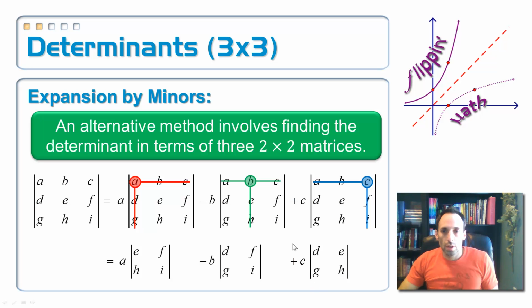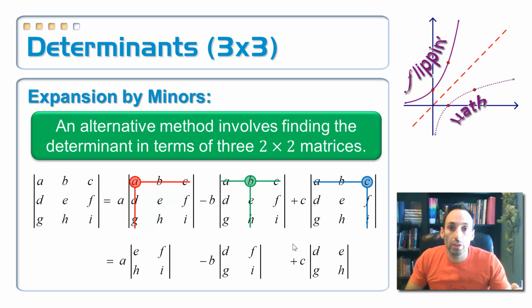Like I said, if you're going to do anything bigger than 3 by 3, you would use this method. Say a 4 by 4 would turn into 3 by 3s, and then you take the 3 by 3s and turn them into 2 by 2s. Whew, it'd be a heck of a process.